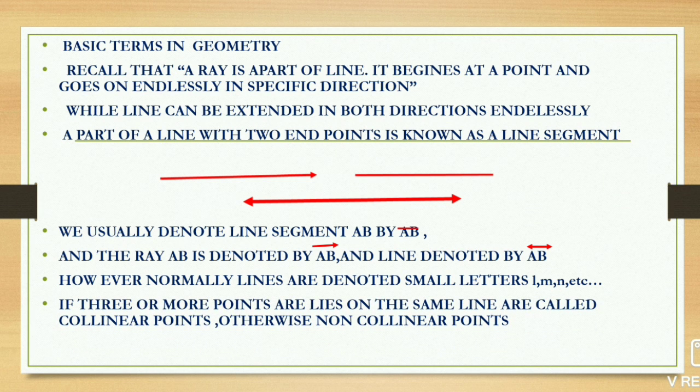Three or more points that lie on the same line are called collinear points, otherwise non-collinear points. Say children, very important definition. For example, in this line AB, if you have C and D as more points on that, then we can say A, B, C, D are collinear points on that line.